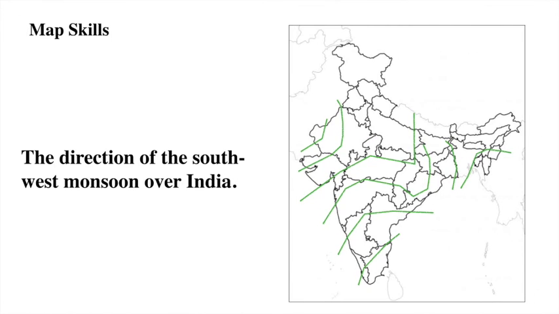The next, direction of southwest monsoon over India. It carries 2 branches. One is the Arabian Sea branch, another one is the Bay of Bengal branch. All these things you have to mark, and how it progresses all over the parts of India.